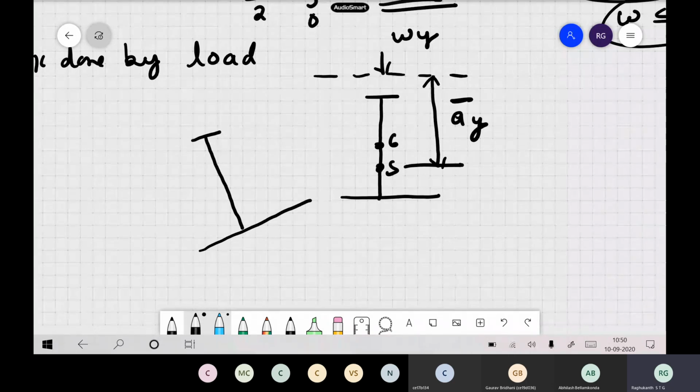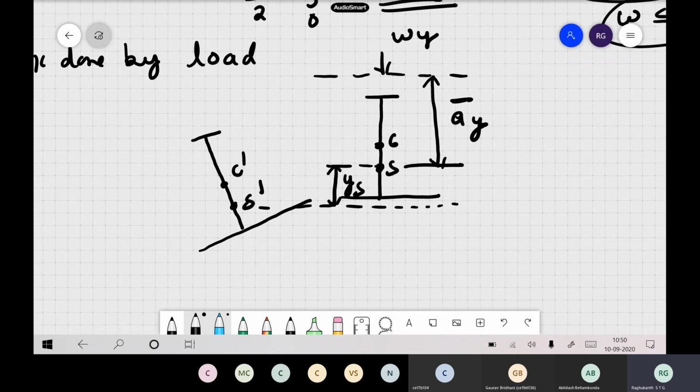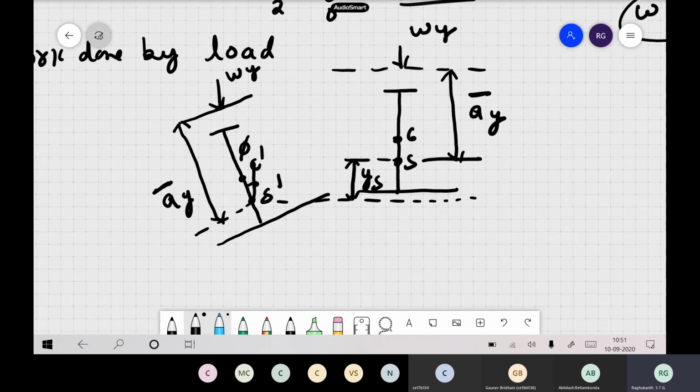Now this shear center is S dash, and this is C dash. If the shear center has moved by y_s, you can find this angle. This is your phi, that is the torsion, because everything is getting rotated. And your load is W_y, and this portion is bar y. Now we have to find out how much the load has moved, and then calculate the work done by the load.